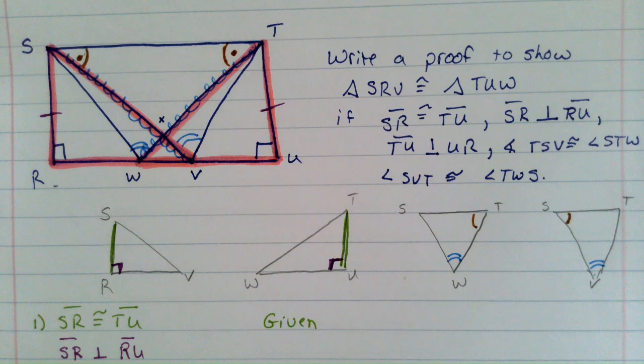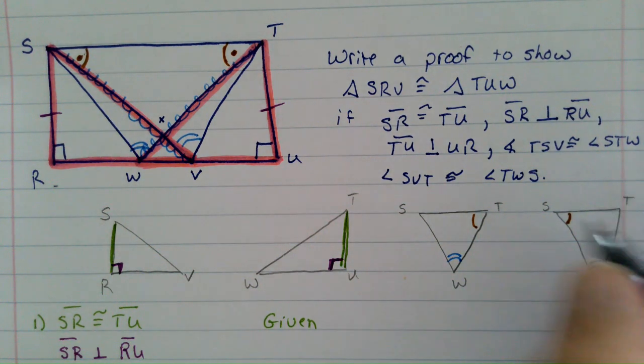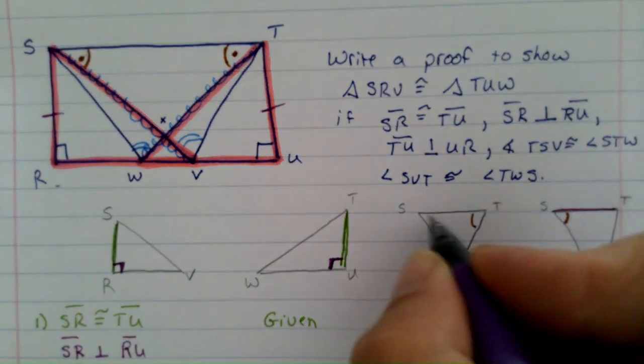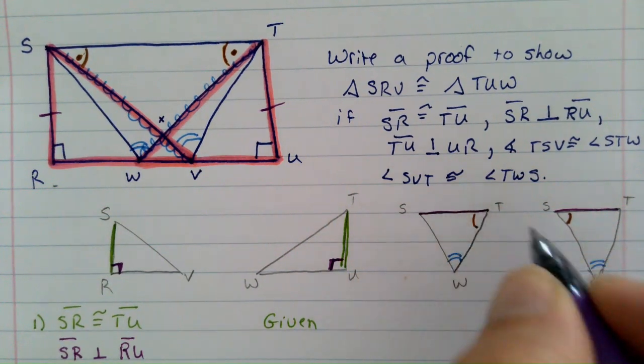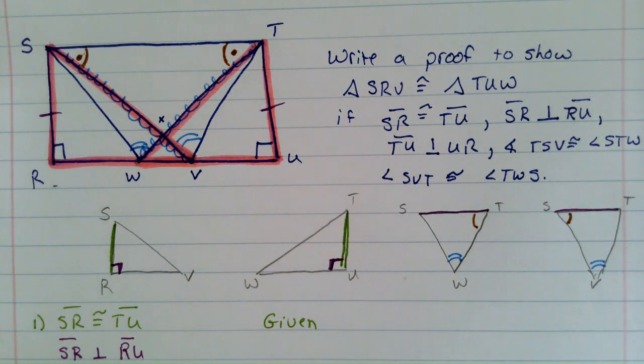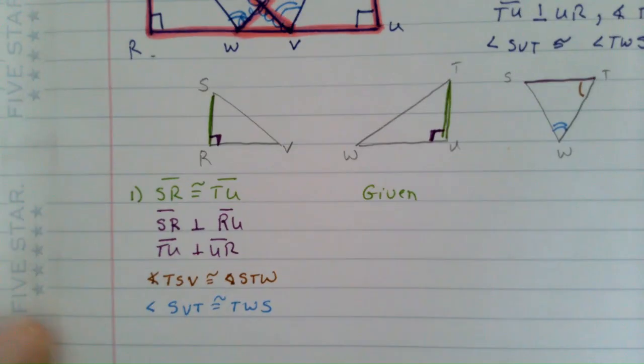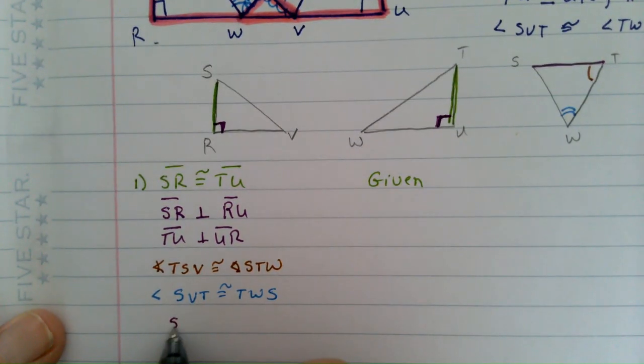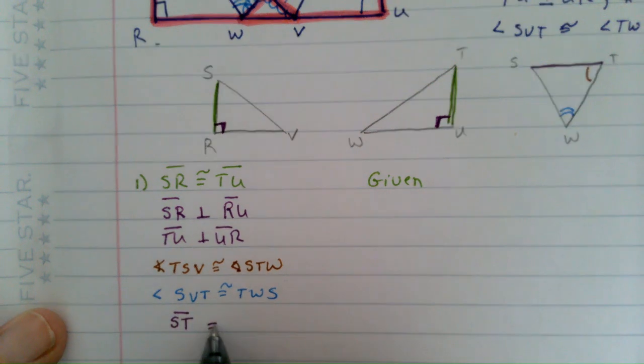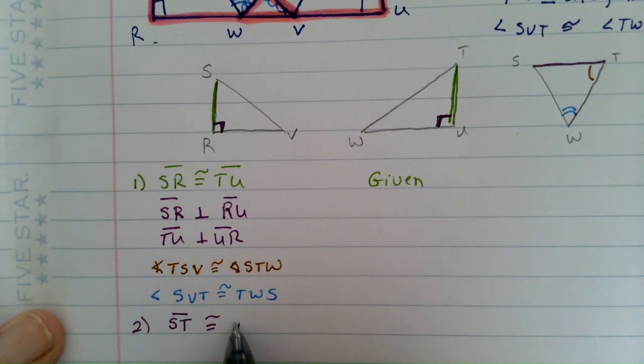And isn't ST congruent to itself? It is, but we haven't said that yet. So let's go ahead and get that on, because you know that reflexive property. S to T is congruent to T to S by the reflexive property.